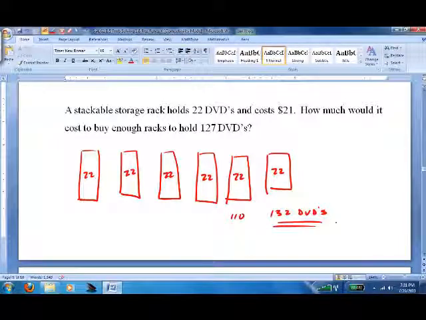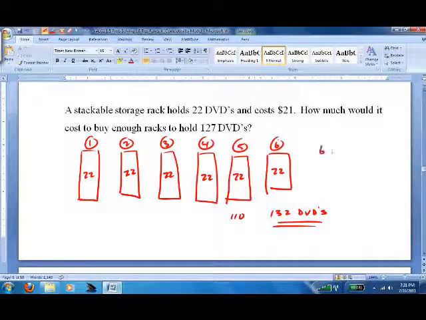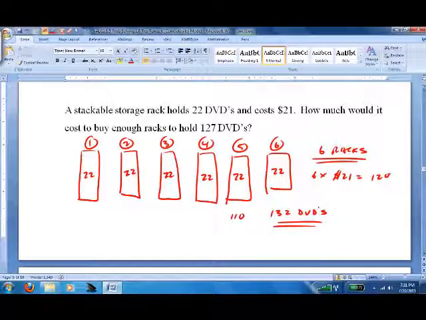And that's our answer. 1, 2, 3, 4, 5, 6. 6 racks. Of course, that's not what the question asked for. It asked how much is that? Well, 6 times $21 is $126. Notice that we can't just buy half a rack. We have to buy a whole rack. Even though we have enough room for 132 DVDs and we only need 127, well, we have to round up.